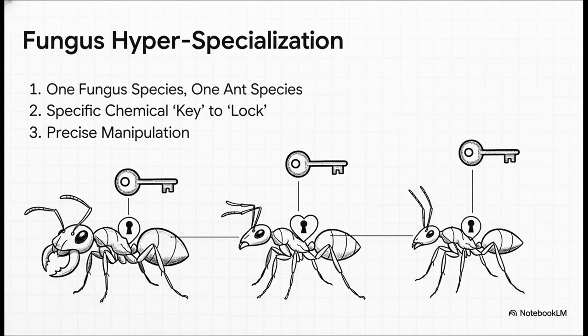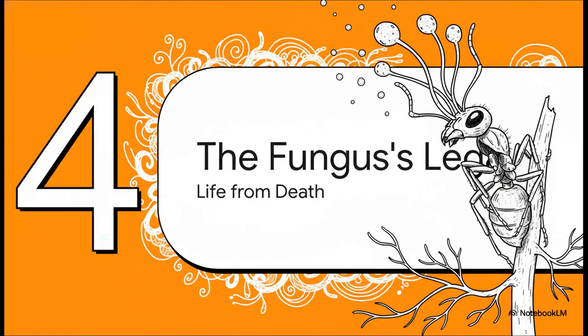But of course, the fungus adapts too. In response to these defenses, different species of this fungus have become hyper-specialized. I'm talking one fungus species for one single ant species. This lets them get really, really good at creating the perfect chemical cocktail to hijack that one specific host, getting around its unique defenses.